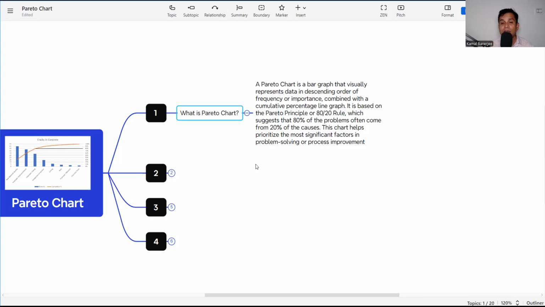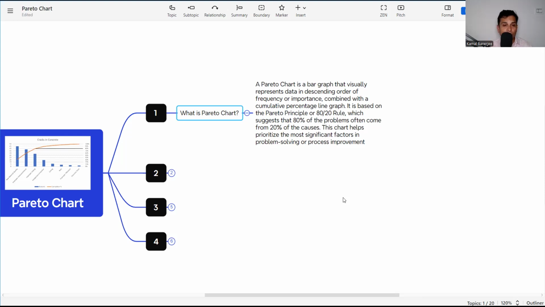What we are finding out is based on the Pareto principle or 80-20 rule, which suggests that 80% of the problems often come from 20% of the causes. So this line graph and bar graph will determine that 80% of your problems come from 20% of the causes, and the other 20% of problems come from the 80% of the causes. So this is found visually when we prepare a Pareto chart.